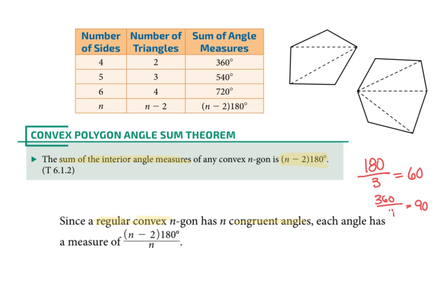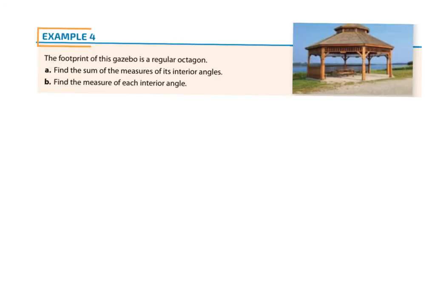All right, let's look at an example. A gazebo. The footprint of this gazebo is a regular octagon. This is example 4 on page 251. Find the sum of the measure of the interior angles and find the measure of each interior angle.